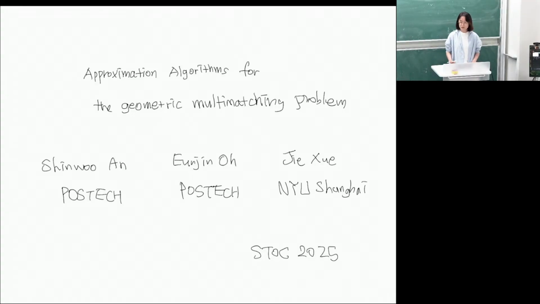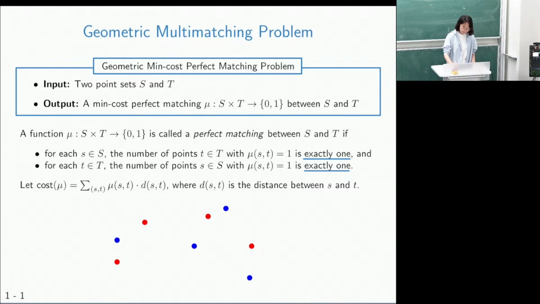My name is Eunjin Oh, and today I'm going to talk about approximation algorithms for the geometric multimatching problem. Our problem is a variant of the geometric minimum cost perfect matching problem. In this problem, we are given 2 point sets S and T in a metric space, and our goal is to compute a minimum cost perfect matching between S and T.